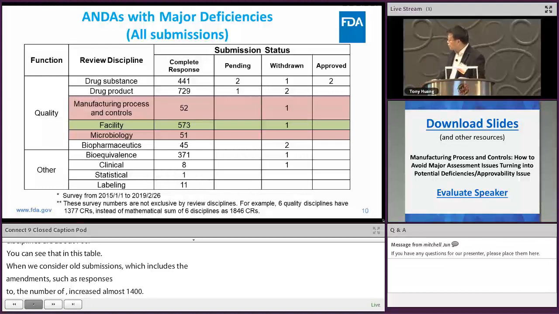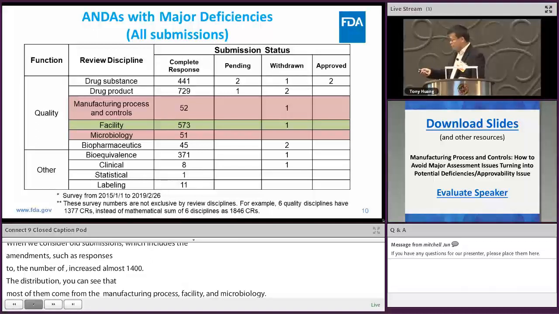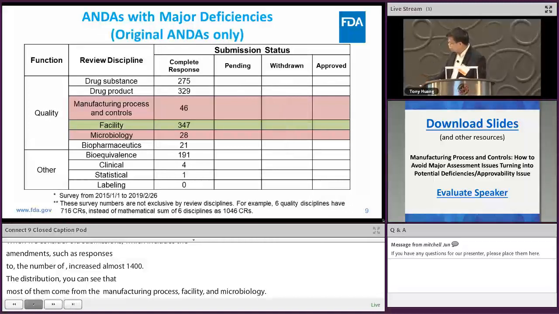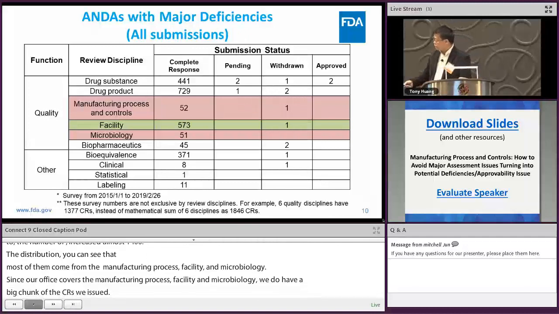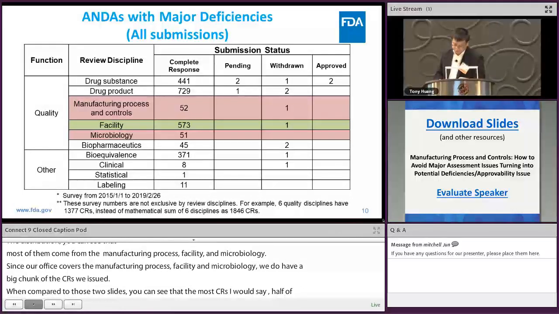So since our office covers manufacturing process, facility, and microbiology, we do have a big chunk of the CRs we issued. And when you compare those two slides, you can see that the most CRs, I would say half of the CRs come from the first round. And the other half come from the later cycles of the review.